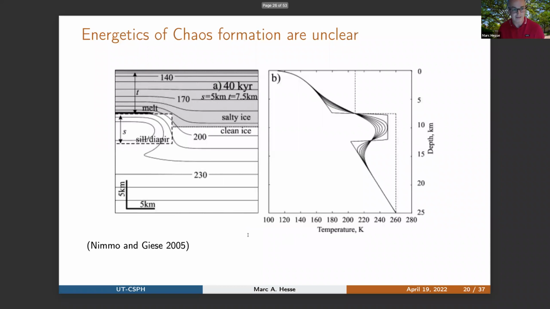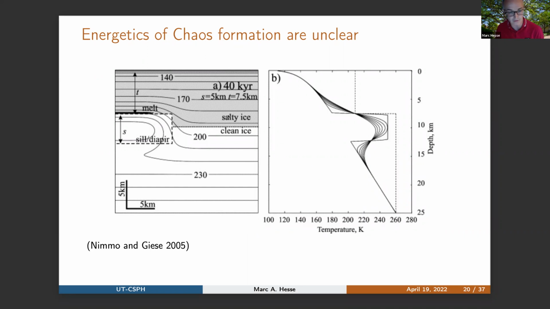So, the other issue with chaos formation is the energetics, right? This is what everybody seems to struggle with: where the energy comes from to generate near surface melting. Here was an attempt by Nimmo and Giese to generate near surface melting. Essentially, in their calculation here, you can't do it.